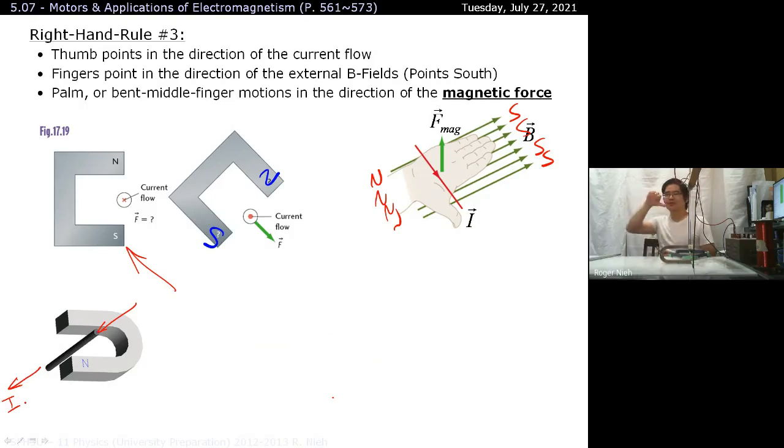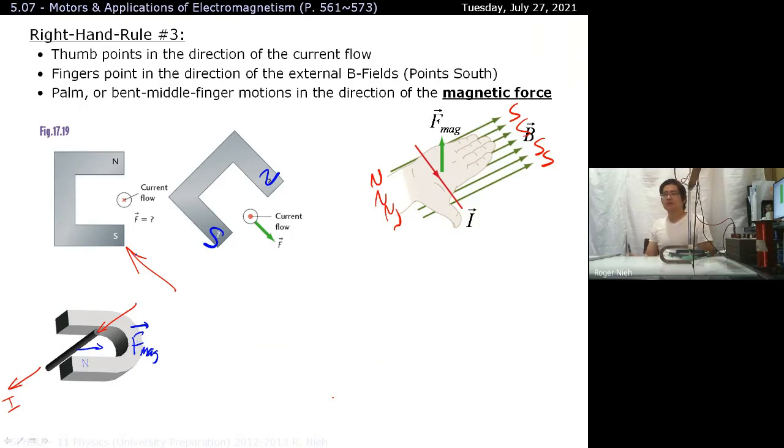Because you have current going into the page and your fingers pointing from north to south. All right, your fingers always point to magnetic south, and your hand is pushing into the horseshoe. So the resulting magnetic force goes into the horseshoe. There's your FMAG. Okay, so when you answer these questions on the test, make sure you label on top of the diagram and you tell the reader that this is the resulting magnetic force. It's moving into the page.